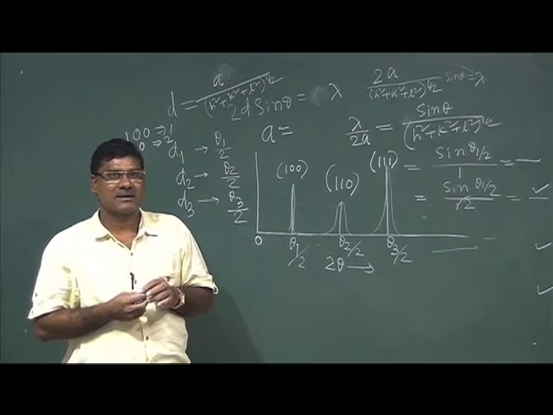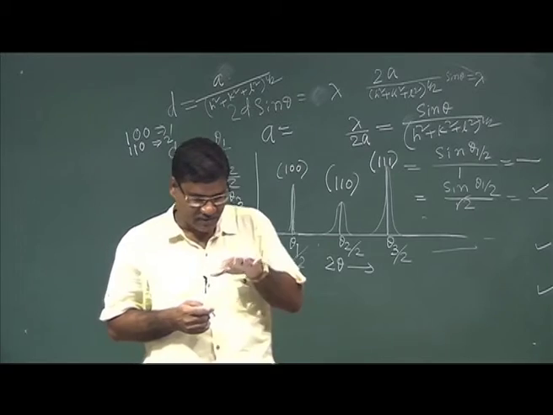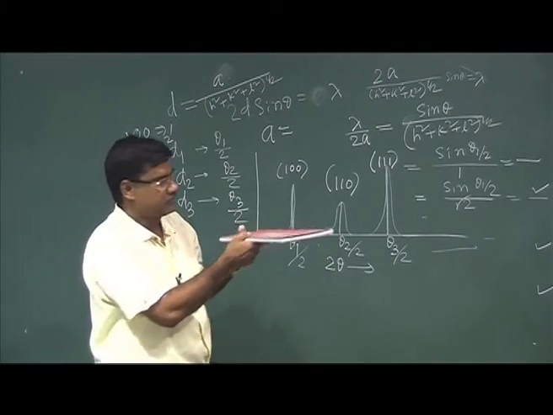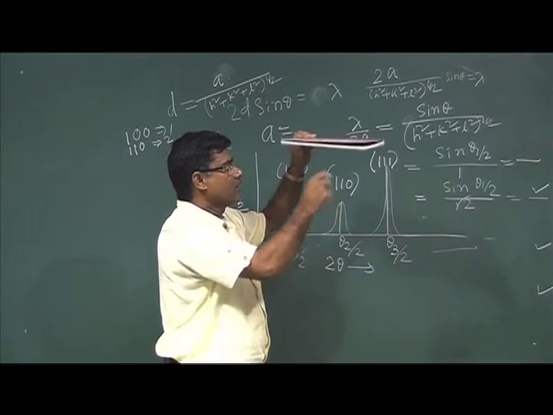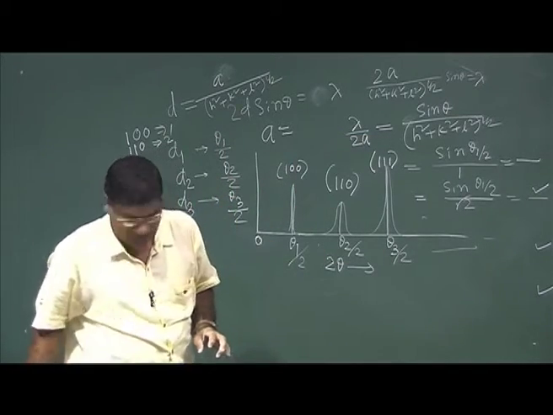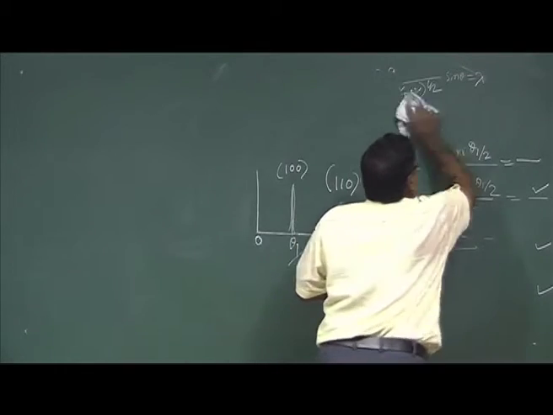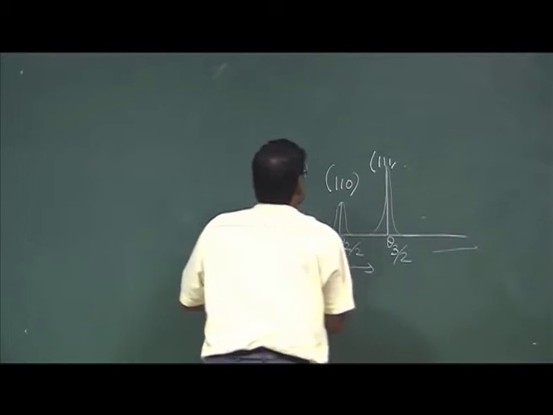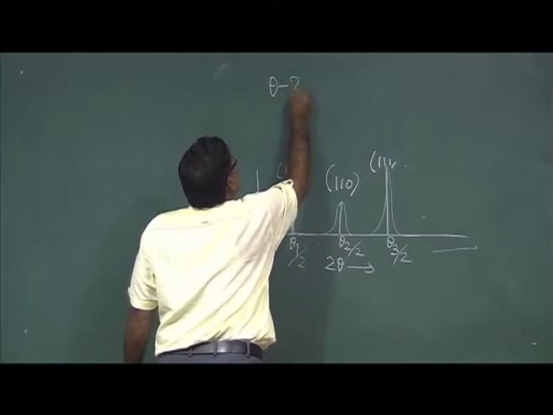That also can be done using this geometry, except that instead of powder, we will take the single crystal sample. Then we will rotate. This is basically called the theta to theta scan.